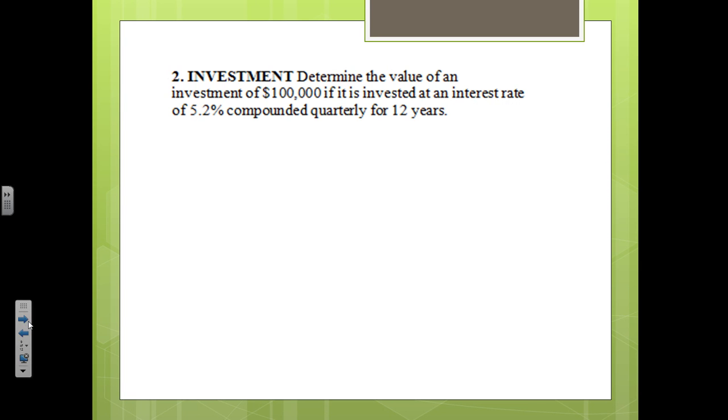So let's take a look at exercise 2. We want to determine the value of an investment of $100,000 if it was invested at an interest rate of 5.2% and compounded quarterly for 12 years. So let's just start with our equation. A would equal P times (1 plus R over N) to the N times T.